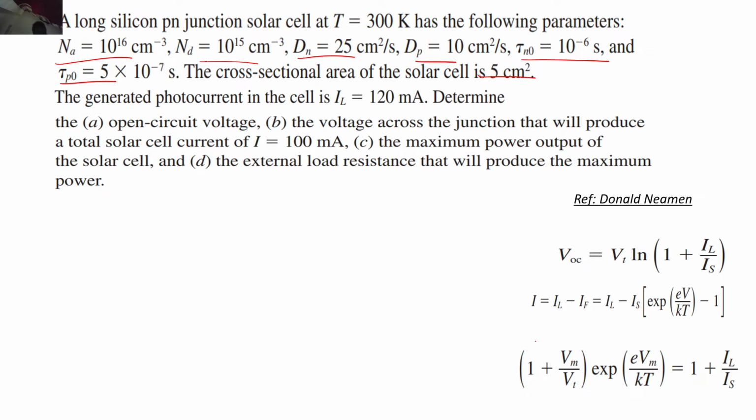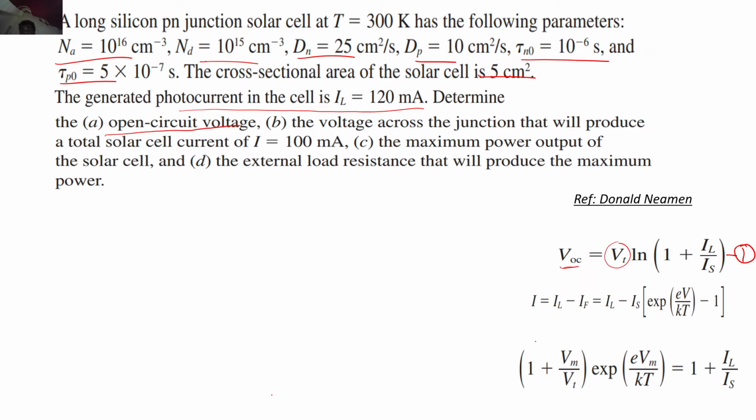And they have told me over here that the generated photocurrent, we are giving the value to you, it is 120 milliamperes, right? Now what they are asking is to first determine the open circuit voltage. So now I have written some formula over here, let me denote this as equation number 1. Now let's check what we need for calculating the VOC.